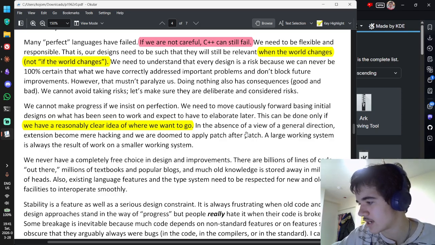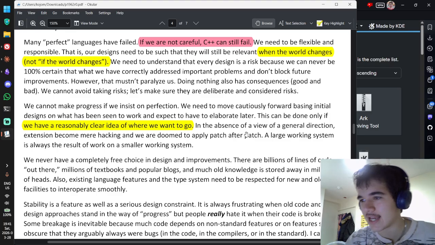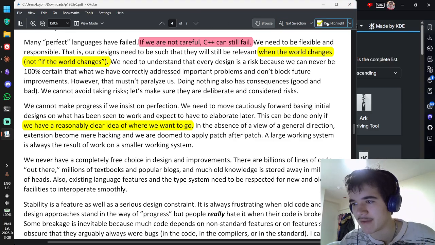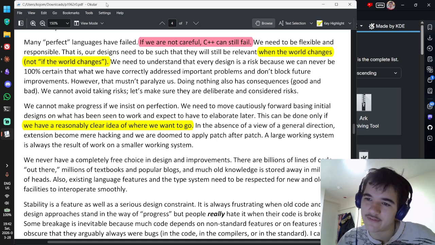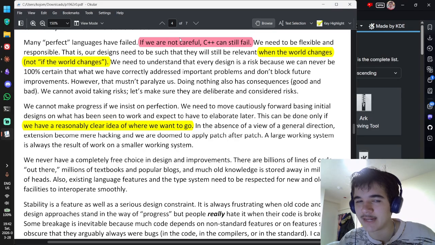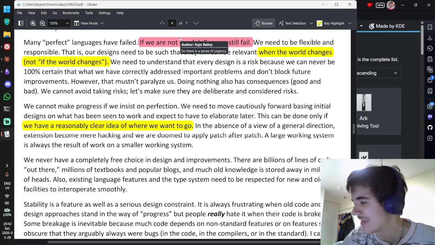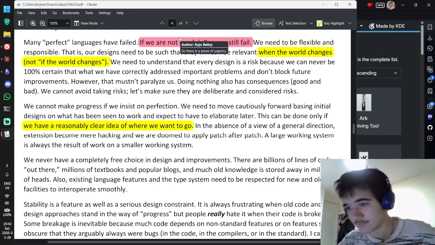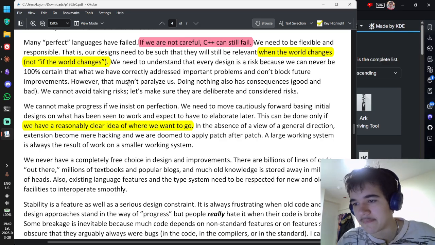And that's why I want to modify this software, for instance, to better fit my needs. But I just have a feeling. I don't know until I try, and I should try, and I think I will try to try. But I definitely fear that this software here, this app, Ocular, is not going to be set up in a very modular way. But I would love to be proved wrong because I would love to extend it. A large working system is always a result of work on a smaller working system.